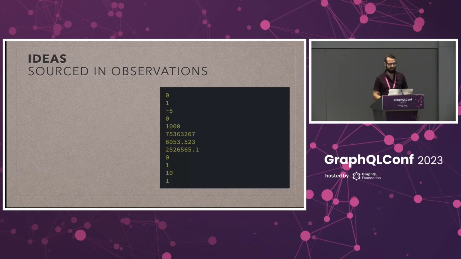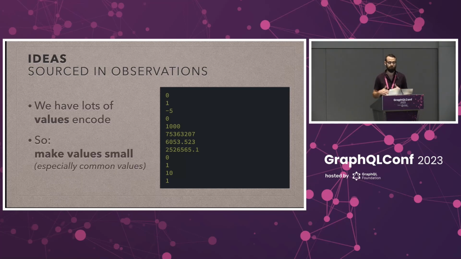A third idea, we can see here that we have a bunch of different values. In fact, we're going to have lots of values to encode when we're writing almost any JSON or any GraphQL response. And we're going to want to, therefore, make them small. So we'll try to make values small, especially common values. Some things show up a lot more. Zeros, ones, twos probably show up a lot more than 2.5 million or whatever. So that's something we might be able to take advantage of as well.